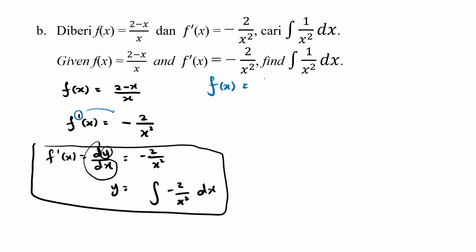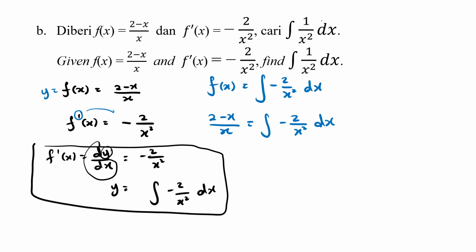The f(x) equals the integral of negative 2 over x squared dx. I need you to write like this, okay? If this one you still feel very blur, then you go to this, okay? Your y equals f(x). So that means I have the information now. This whole thing, 2 minus x over x, equals the integration of negative 2 over x squared dx. Now I need to answer the question, this one.